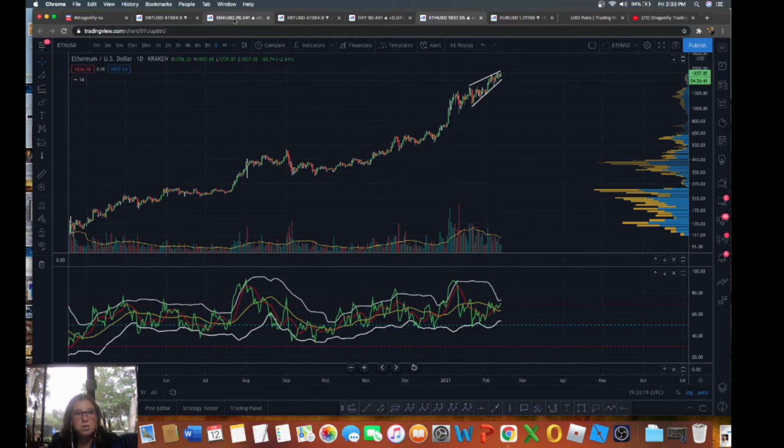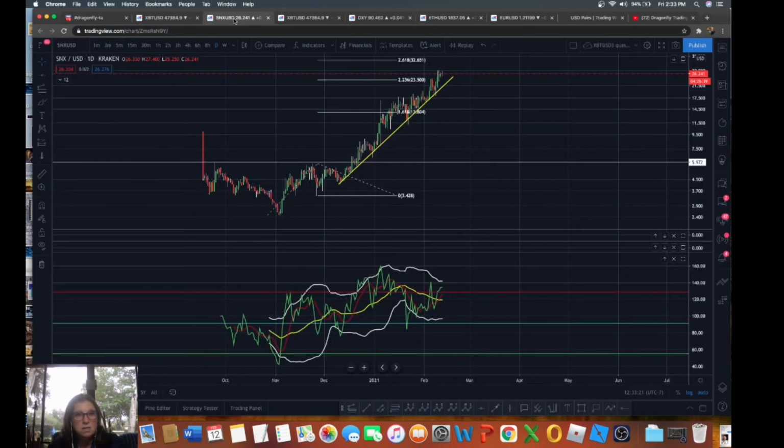So let's move on to the request, which was SNX. SNX, I don't have a lot of data to go with because it just started in October. But it looks good. It looks like a wave 1, a wave 2. We've hit a wave 3. We've created a wave 4. And looks like it wants to go up for wave 5 for a third wave.